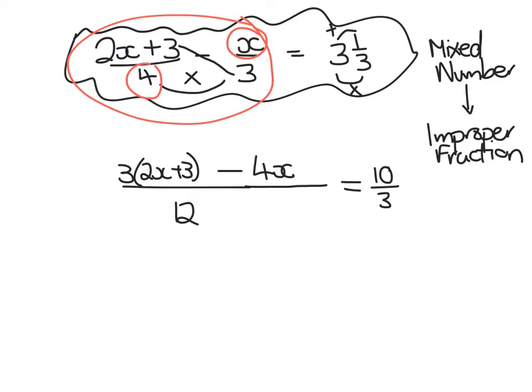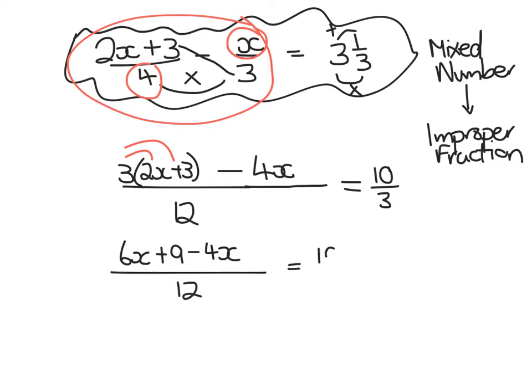Alrighty. Now what do we do? Well, hopefully you can see in that numerator that you can expand that numerator out. So let's do that. We're going to go 3 times 2x plus 3 times 3. So that's going to give us 6x plus 9, take 4x over 12. And that's going to equal 10 over 3. Then once we've done that, we just want to simplify that numerator as much as possible. So 6x take 4x, they're like terms. We can make that 2x plus 9 over 12 equals 10 over 3.